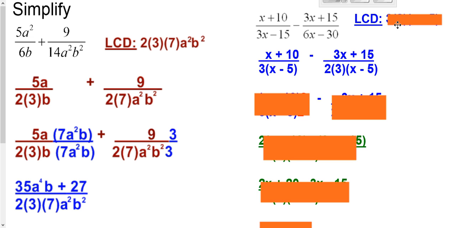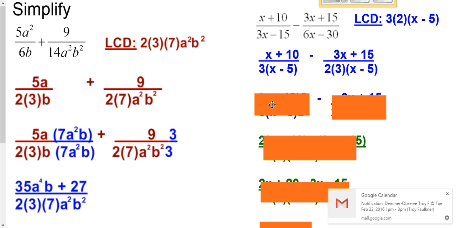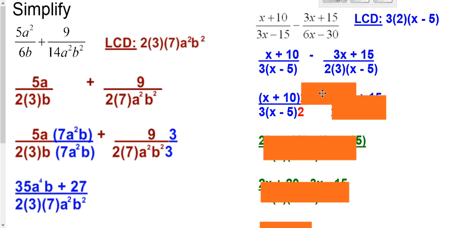Our least common denominator, we write down all the different things that show up. We have a 3, a 2, and our parentheses of x minus 5. That's our common denominator. So on this first one, we need a 2 showing up on the bottom, so we multiply the top by 2. The second one, we already have our common denominator, so we don't have to do anything.